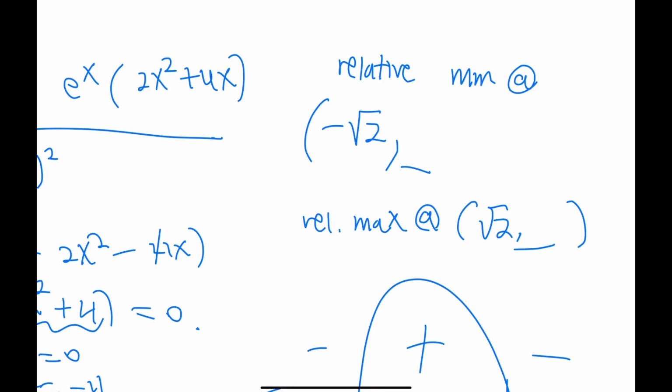For negative root 2, I got negative 6.815, and for root 2, I got the value of negative 1.65997.